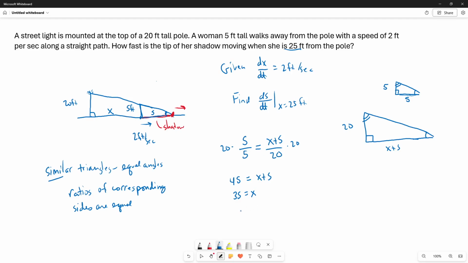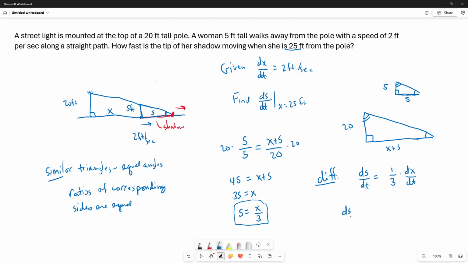And let's express this as s, the shadow length, is x over 3. So the shadow length is going to be 1/3 the distance between her and the pole. So as x gets bigger, s, the shadow, gets longer. Let's put that in a little box. Now we'll differentiate both sides of that with respect to t. On the left side we have just ds/dt, and on the right side we have 1/3 times dx/dt.